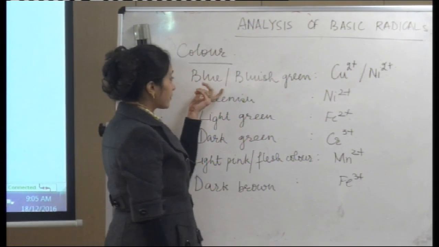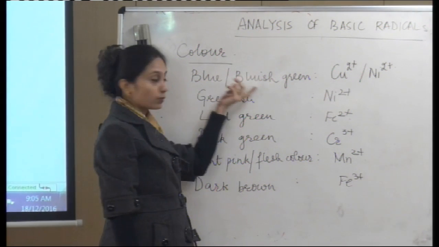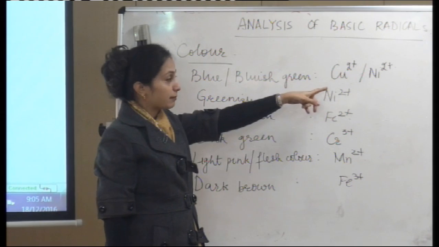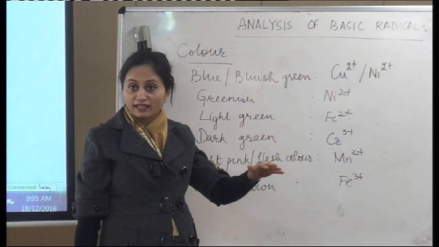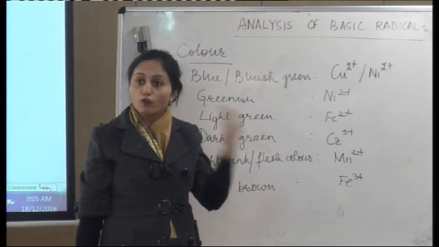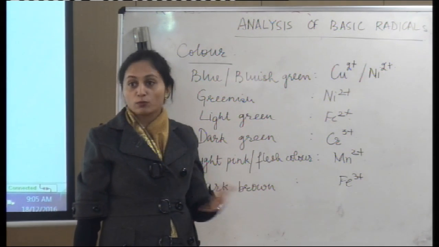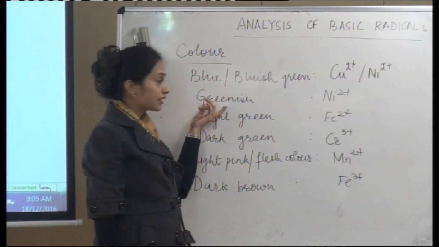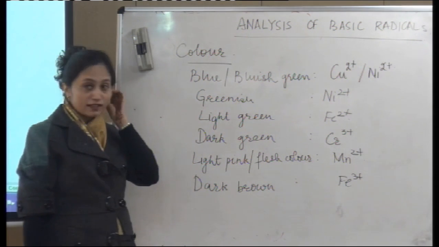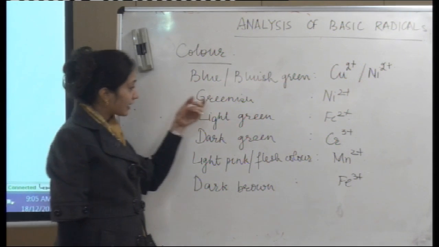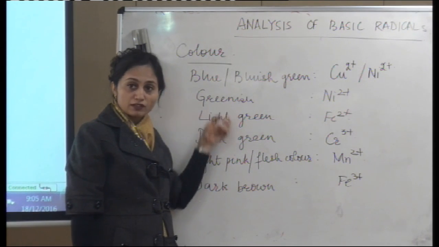Then we talk about the blue or the bluish green. If the color is that, then it may be either copper or nickel. Learn it right here, right now, because this is like an easy thing that you can remember. And when you perform it again and again, you get thorough with it also. Then if the color is greenish, it may be either nickel or it can be actually Fe2+. Then in that case, if you have a green, you have a fix between the two.